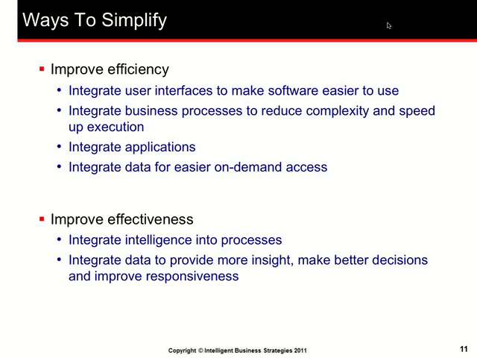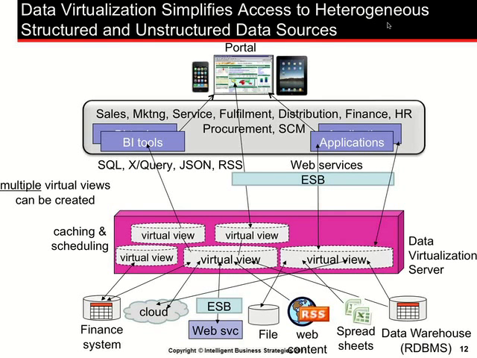Looking at the effectiveness side of things, again, integrating intelligence into processes helps, and integrating data helps to make better decisions. So in both of those categories of simplification, simplification to improve efficiency and simplification to improve effectiveness, you'll notice that data integration is in both. And there's no doubt that data virtualization is a technology that helps simplify.